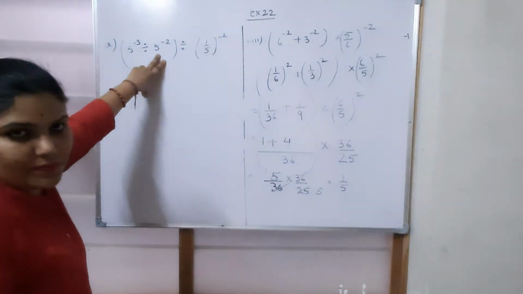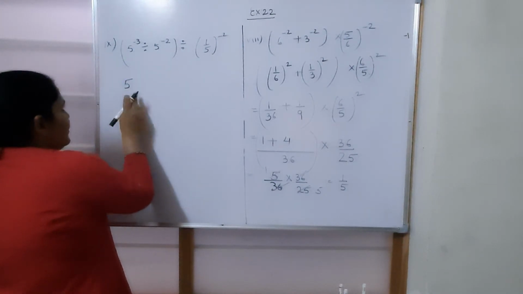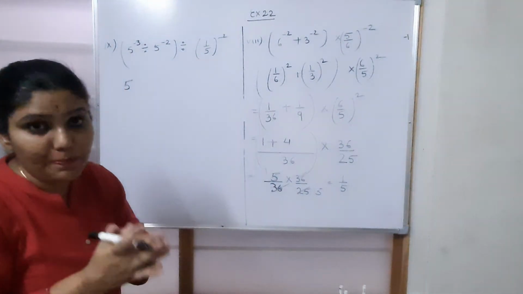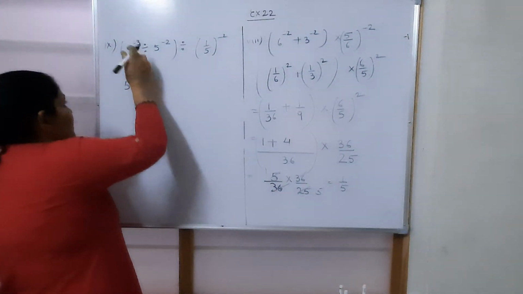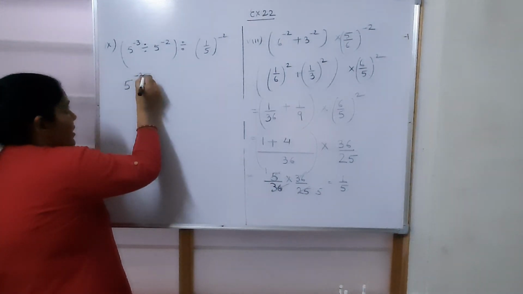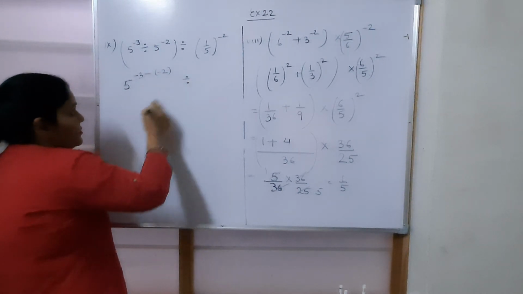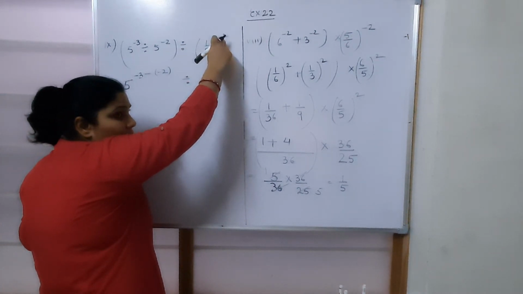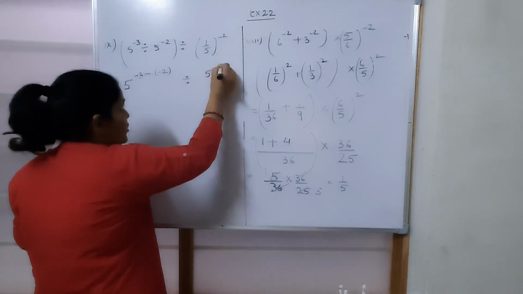Bases are same, so powers can be subtracted. Please look here carefully. Bases are same, so powers will be subtracted. And if I talk about subtraction of powers, it means first power, which is minus 3, then put minus sign, and then our second power, which is minus 2. Please take care. Now, this is power minus 2. To make it positive, we have to take the reciprocal of the base. So this is going to be 5 raised to the power 2.